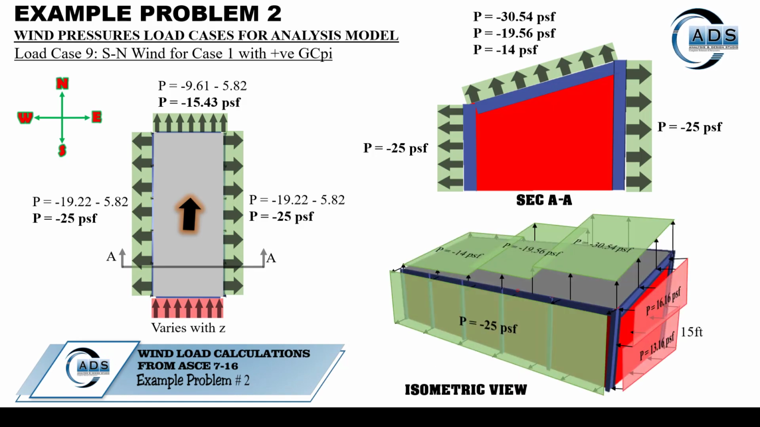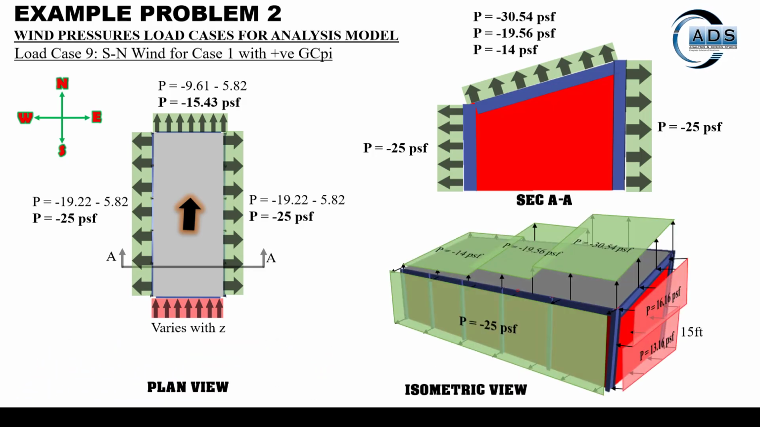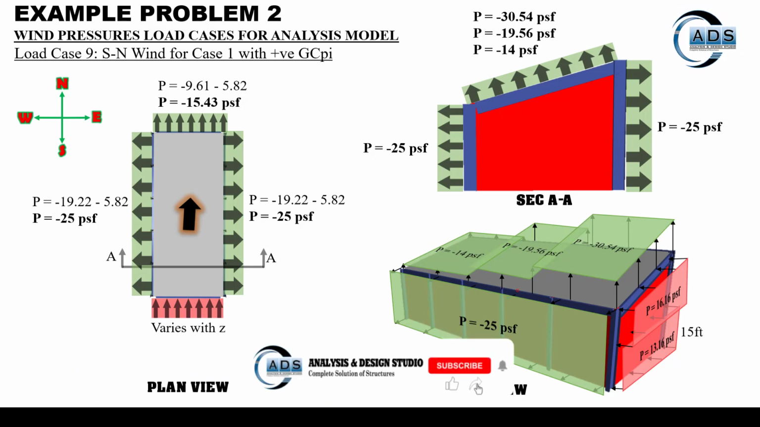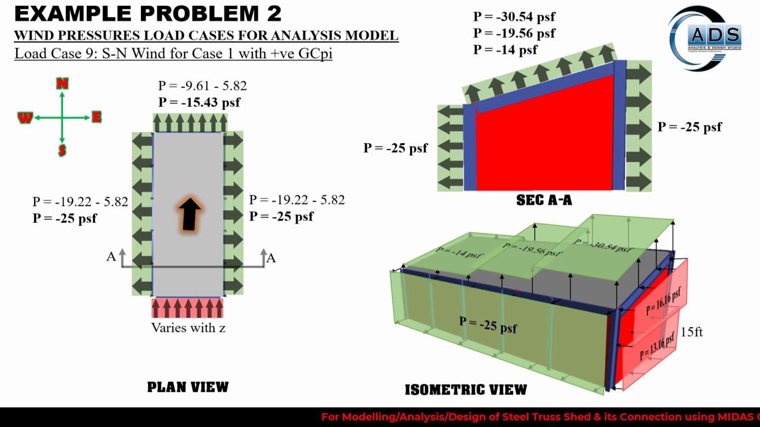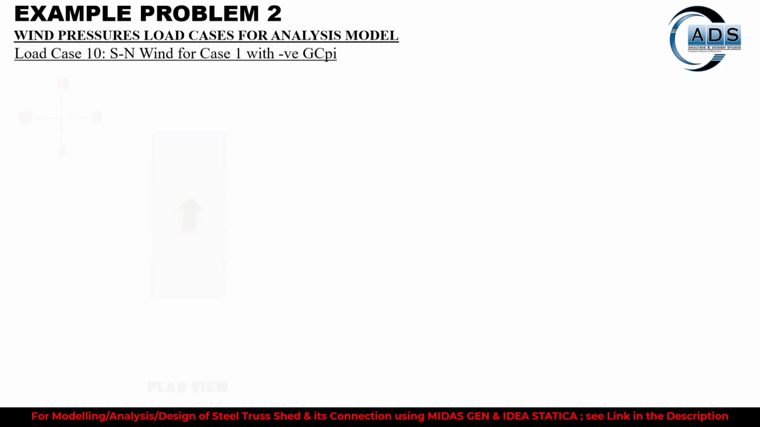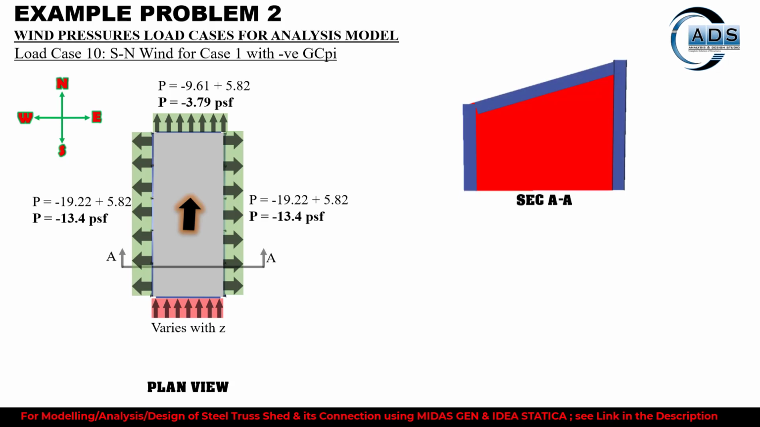Now in the isometric view we can see that there are 3 regions now, from 0 to H, H to 2H, and greater than 2H. So from windward side the pressure is greater and it is reducing as the distance from the windward side increases. Now in the section AA I have only mentioned a single UDL. 3 different pressures are written over here, which is linearly decreasing. Similarly, for the load case 10 with the negative GCPI.